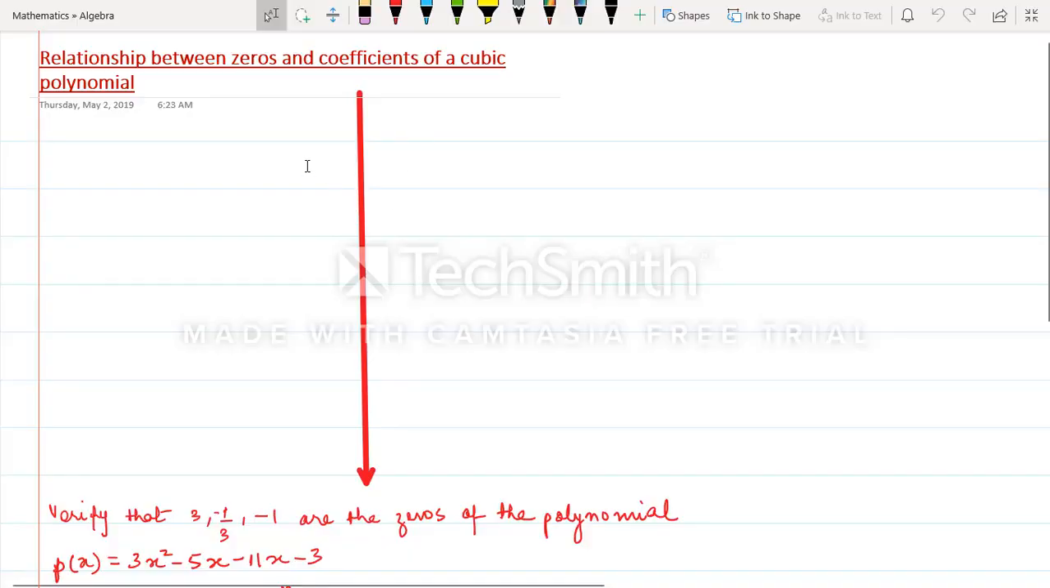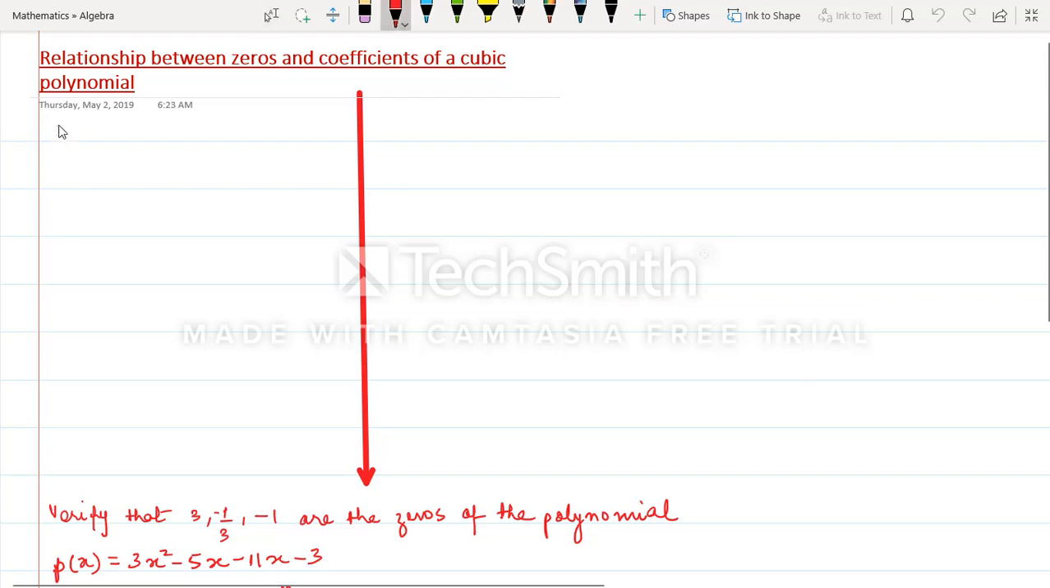Hello friends. Today we are going to study about cubic polynomials. When I say cubic polynomials, I am assuming that you already know quadratic polynomials. Now, cubic polynomials is an extension of quadratic polynomials, and let me quickly summarize what I mean by a quadratic polynomial.